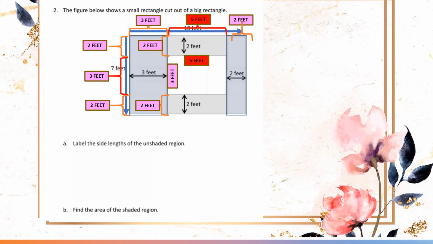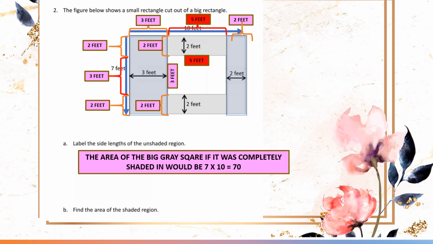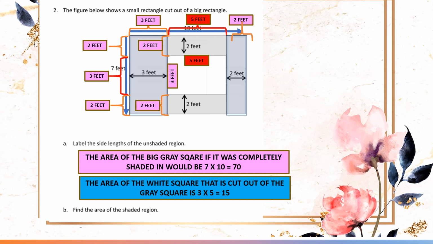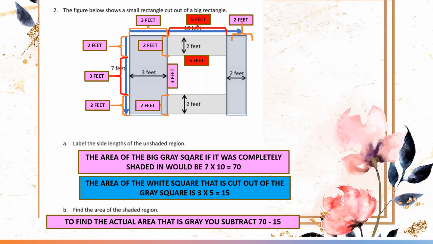So letter A says label the side lengths of the unshaded region. So we're going to go ahead and write this out. The area of the big gray square, if it was completely shaded in, would be 7 times 10 equals 70. The area of the white square that's cut out of the gray square is 3 times 5 equals 15. To find the actual area that is gray, you subtract 70 minus 15.